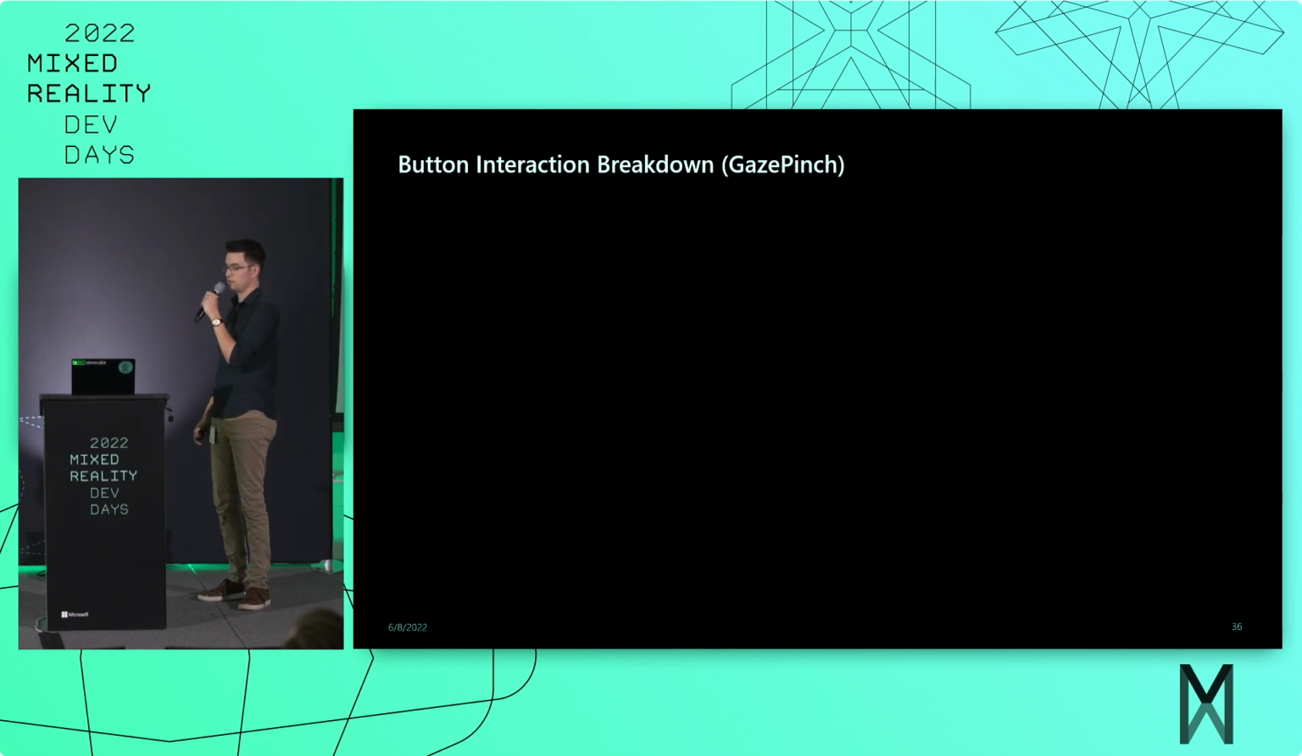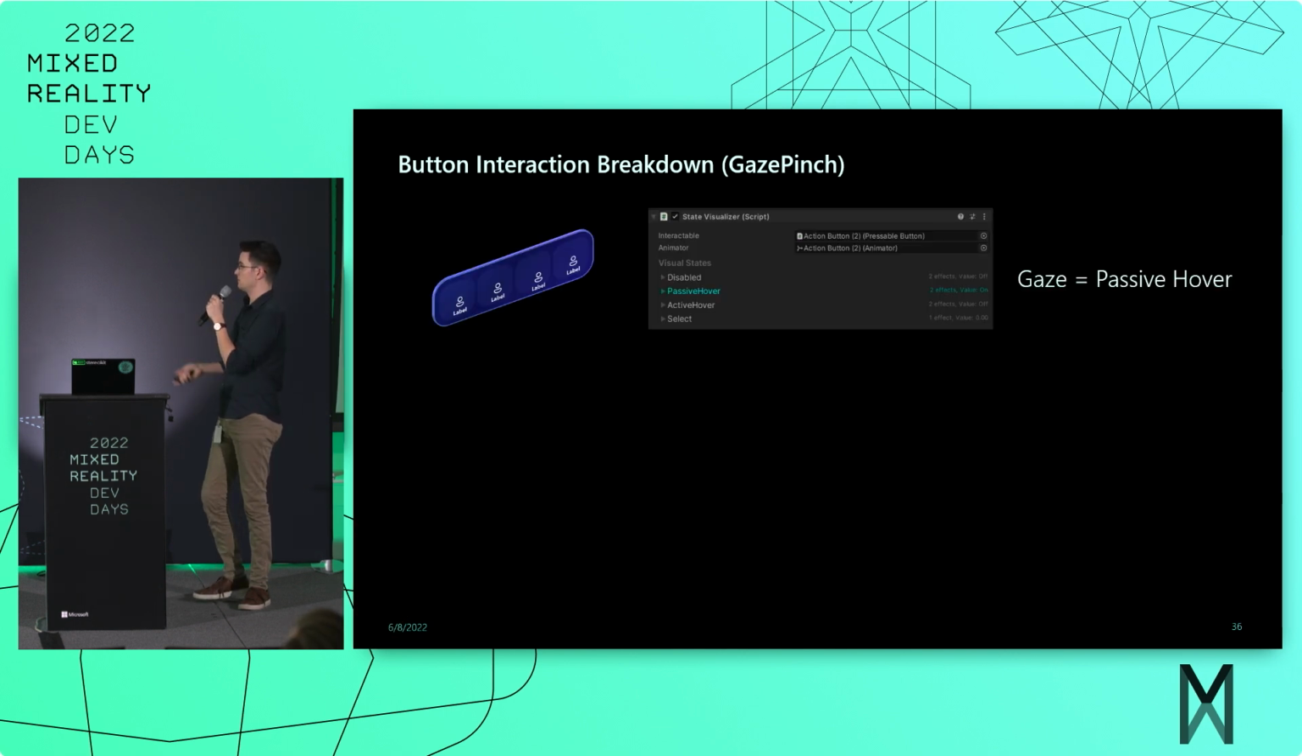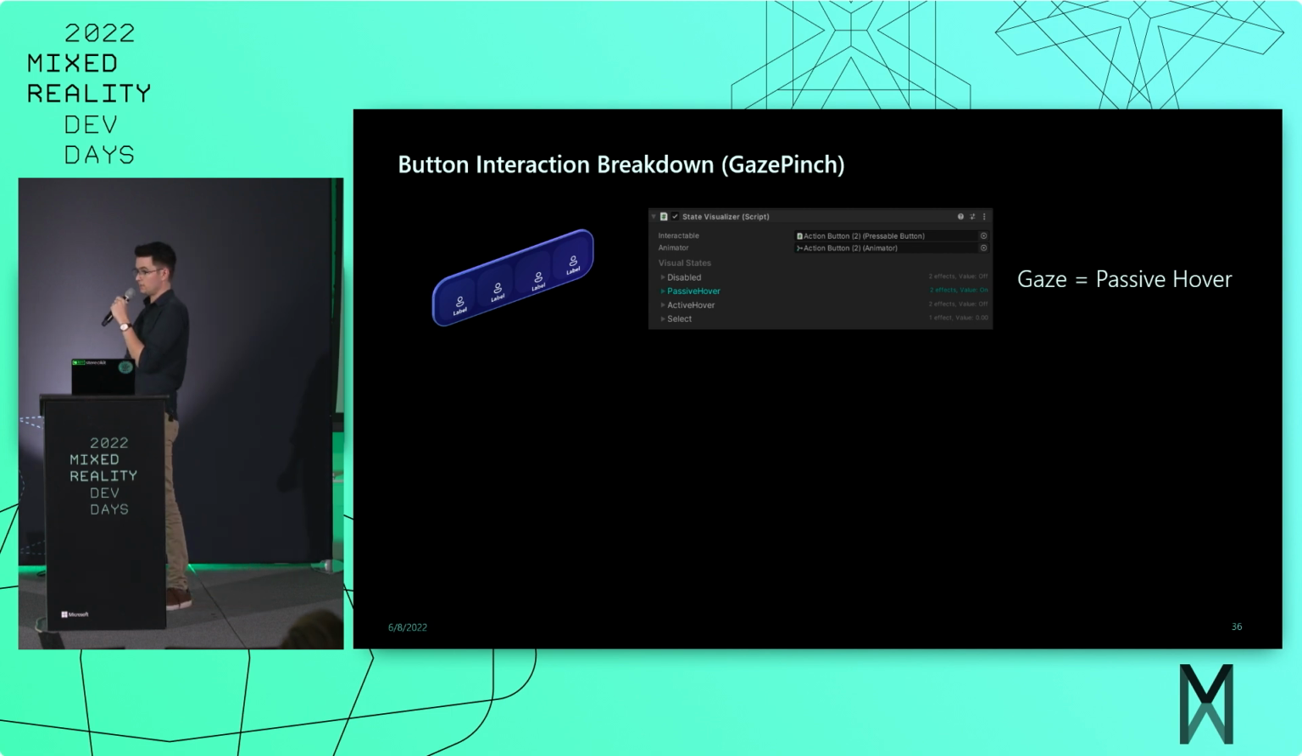This looks very similar, but you're gazing at the button. And so we have a passive hover state that becomes active. Passive hover just means an interactor is hovering it, but that interactor doesn't intend on selecting you. For example, the gaze interactor alone doesn't select anything, so that's considered a passive hover.